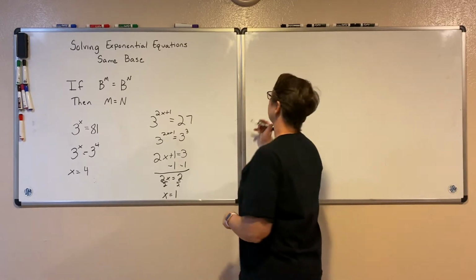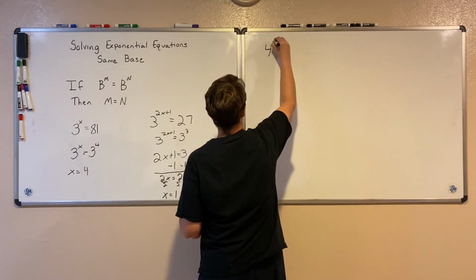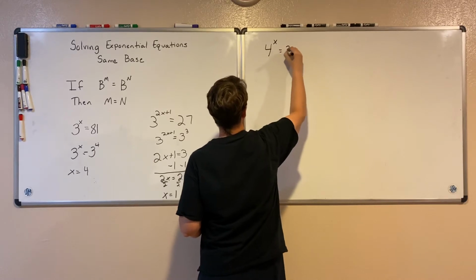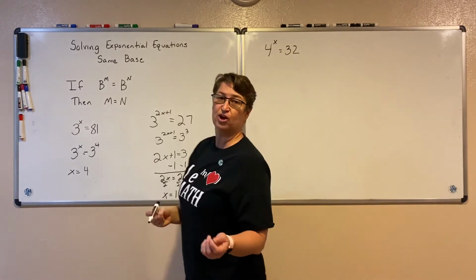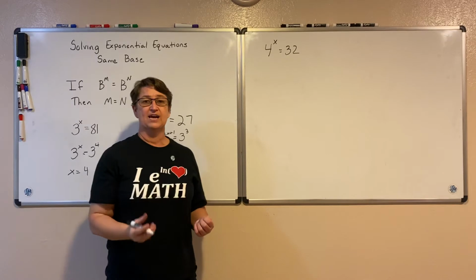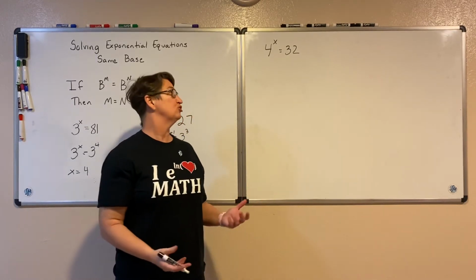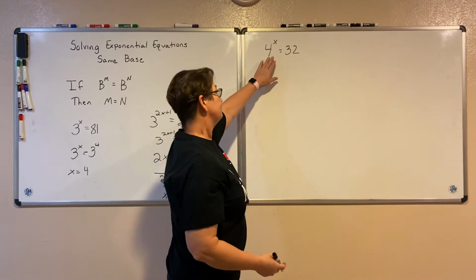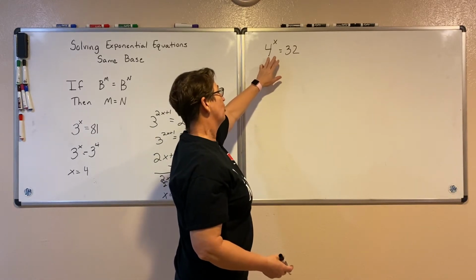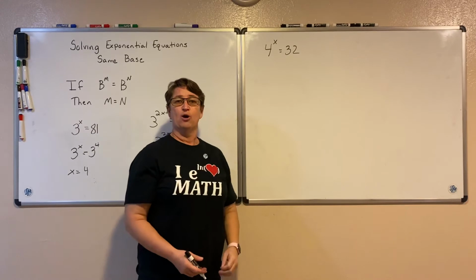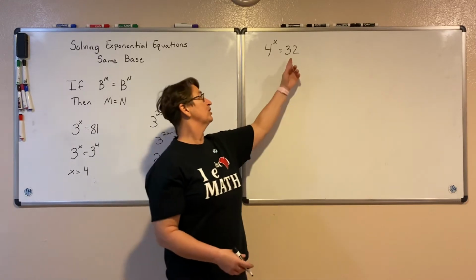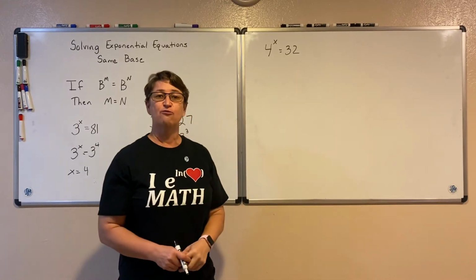Yay! Here's another example. We have 4 to the x power equals 32. Again, notice that the variable I'm solving for is in that exponential position. That's what makes this an exponential equation. Now, what I'm going to do is try first to rewrite those with the same base. So let's see if we can write 32 with a base of 4.